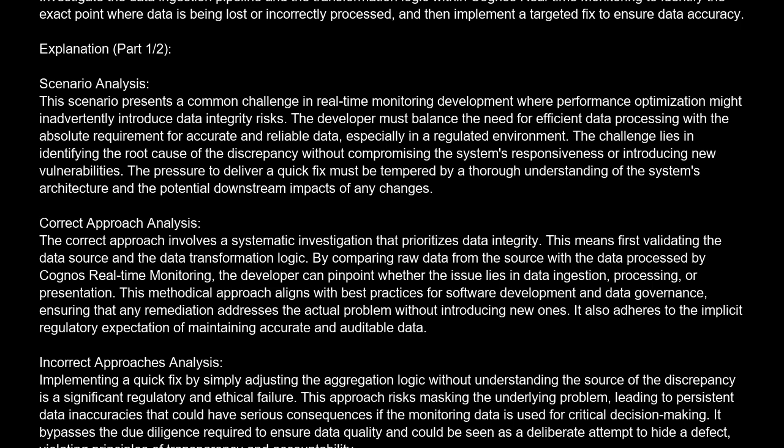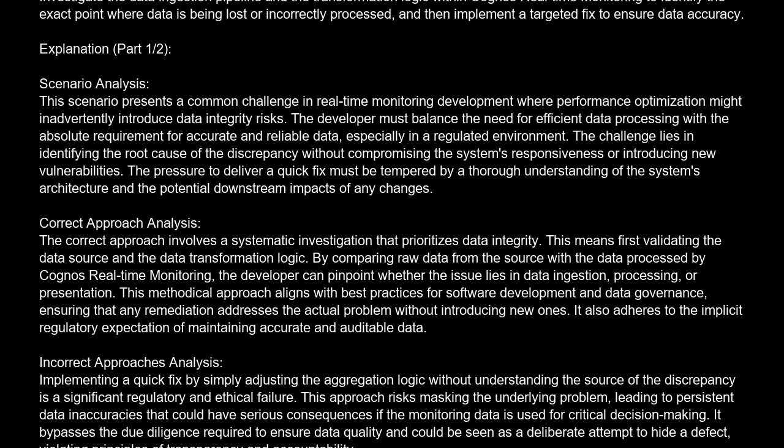Correct approach analysis. The correct approach involves a systematic investigation that prioritizes data integrity. This means first validating the data source and the data transformation logic. By comparing raw data from the source with the data processed by Cognos real-time monitoring, the developer can pinpoint whether the issue lies in data ingestion, processing, or presentation.